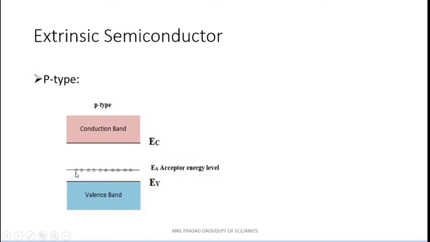How many atoms have I added here? 1 2 3 4 5 6 7 8 9 10, 10 atoms I have added. That is what I have shown here. 10 boron or aluminum atoms I have added, so each boron atom is creating a hole. Earlier, between EC and EV there are no energy states available. Yes or no?